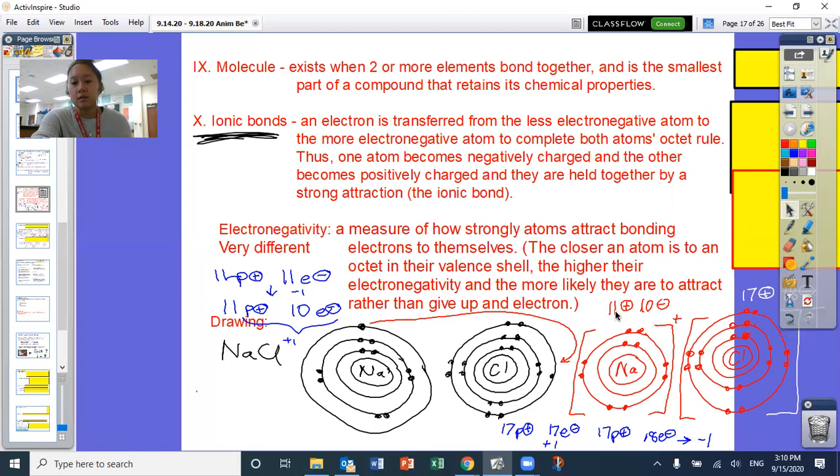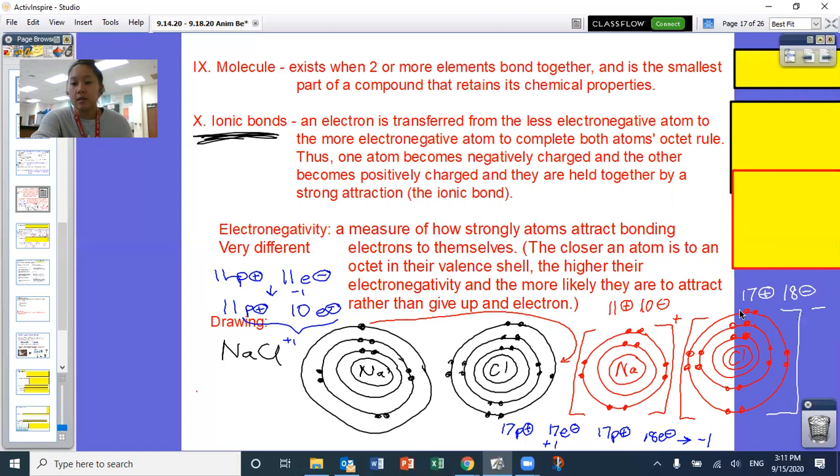And if you see here, sodium has 11 protons in the center, but now it has 1 less electron, and it has 10 electrons on the outside. So it's positively charged. And then over here, you can see that the chlorine gains an electron, so it has 18, whereas it still only has 17 protons, so it has a negative charge. And now they stay attracted to each other because one's positive and one is negative.